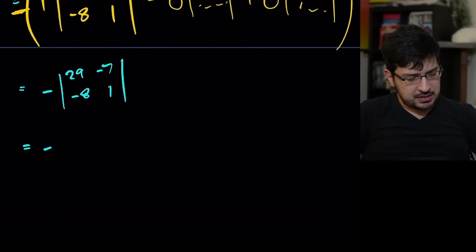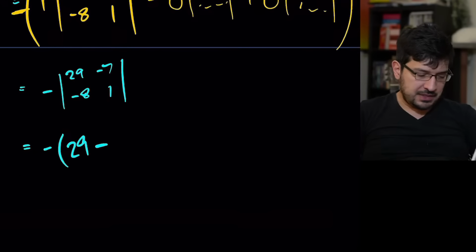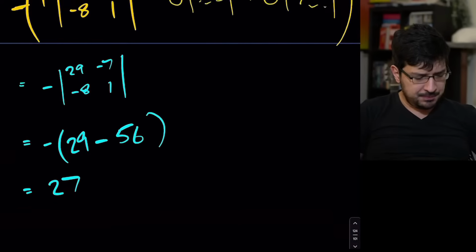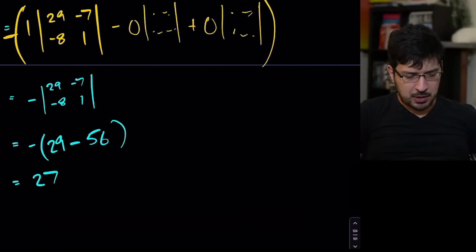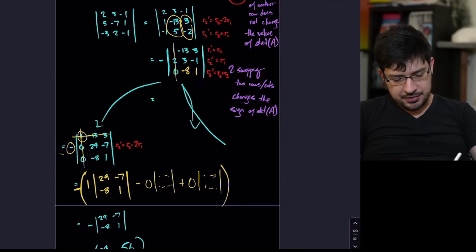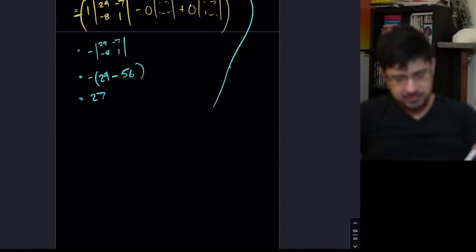And this is negative 29 minus 56. What is that? Negative 27? So this should be positive 27. All right, let's check our work by doing it with the other approach that I was going to suggest.